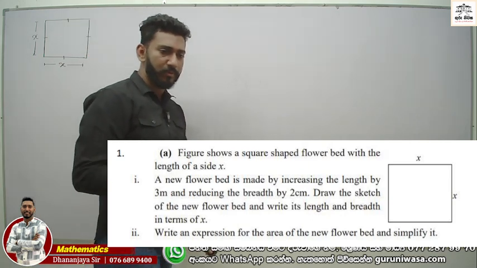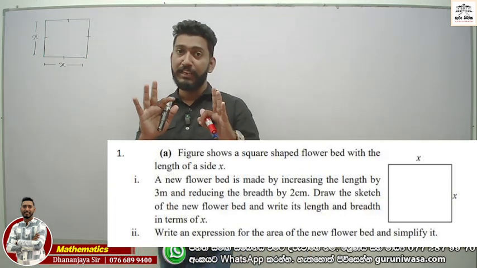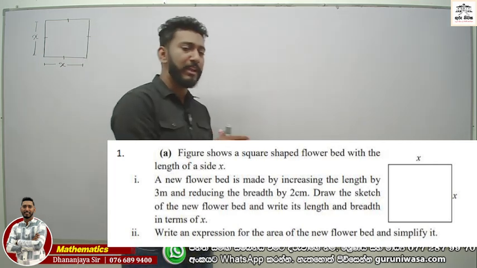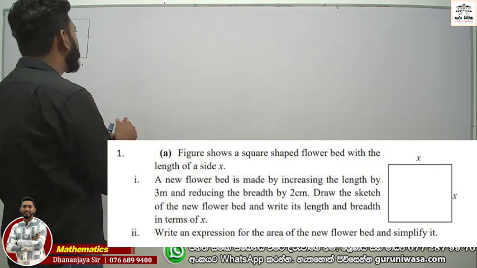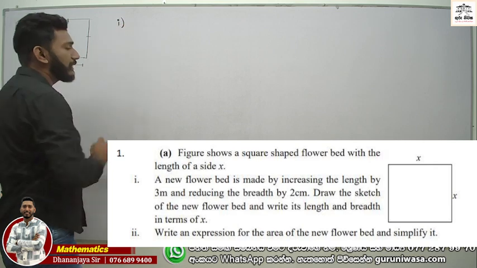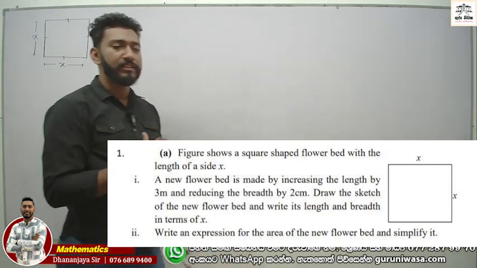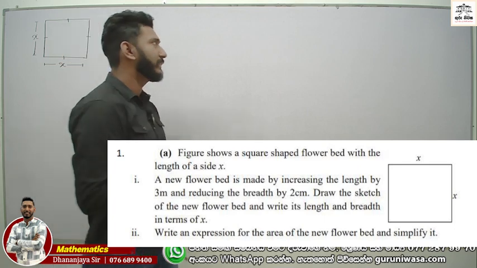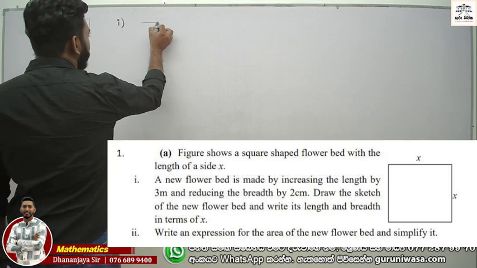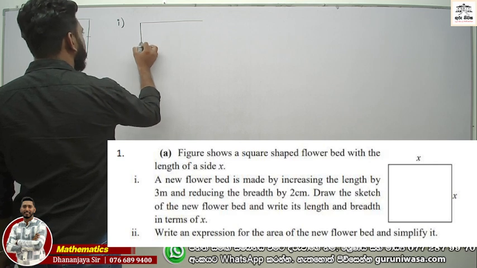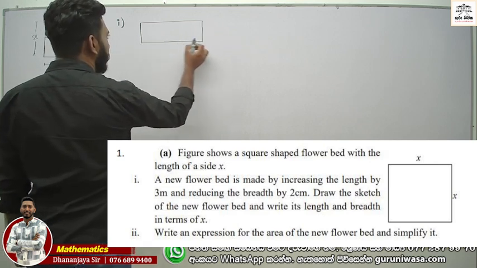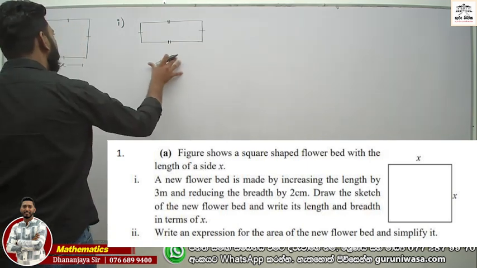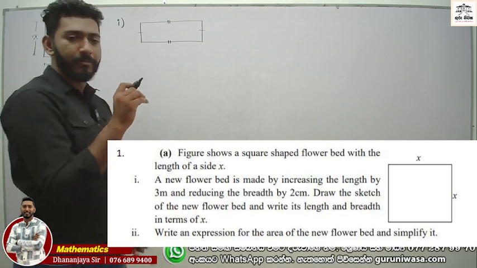Now question number one: a new flower bed is made by increasing the length by 3 meters, as well as reducing the breadth by 2 cm. Now draw the sketch of the new flower bed. It's a rectangular shape because the length is increasing and the breadth is decreasing, and the opposite sides should be equal. The previous length is x.